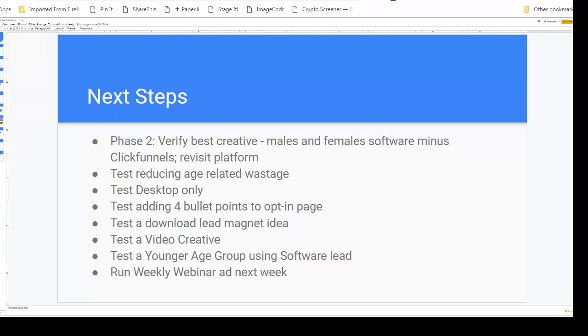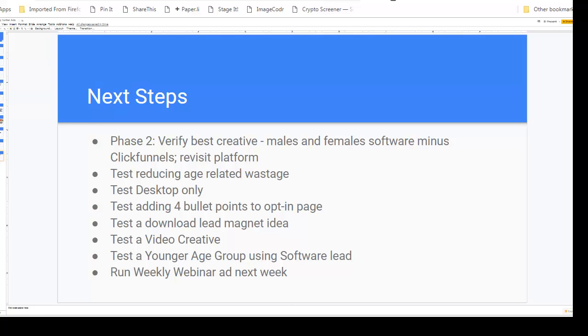Currently my opt-in page is just a simple one-pager, and what I'm thinking of doing is putting a few bullet points so that it runs down onto page 2 that would start constructing a story. Test a download, lead magnet idea. I talked about that in week 11. I've started doing some work on it, and that would be to take a free ebook, and we have a number of them available in Internet Profits, and I will start working on that.